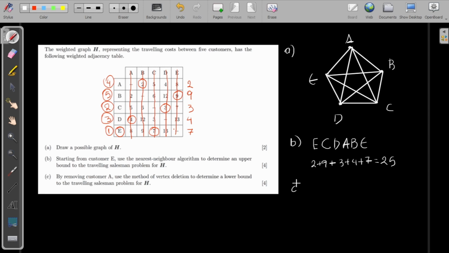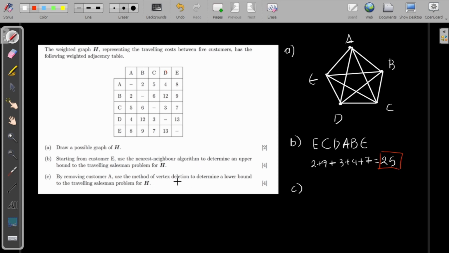Now let's go see the C sub-question. By removing customer A, use the method of vertex deletion to determine a lower bound to the traveling salesman problem for H. Now, let me clear this. Now I calculated the upper bound here. Now I need to find a lower bound.